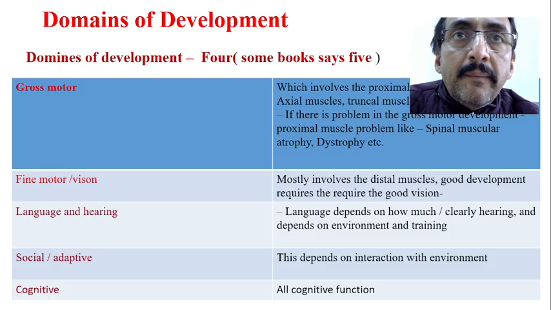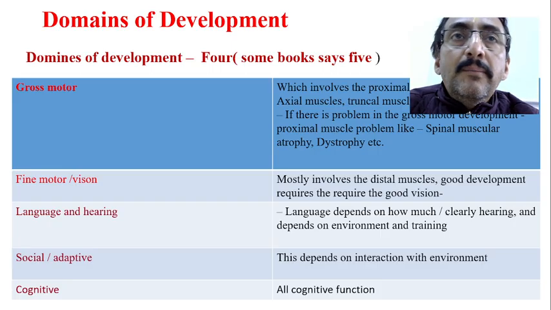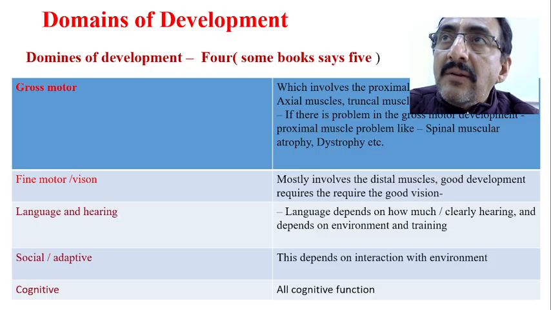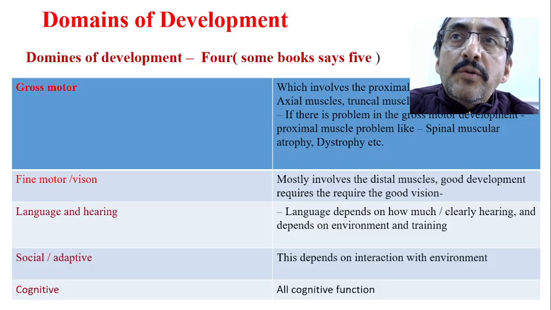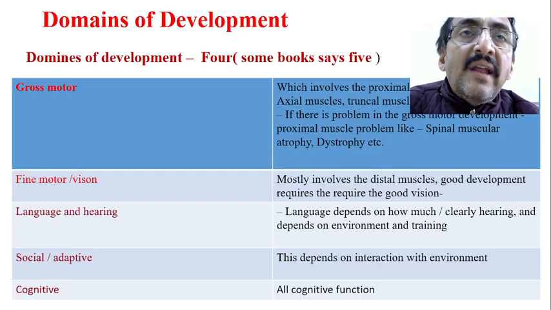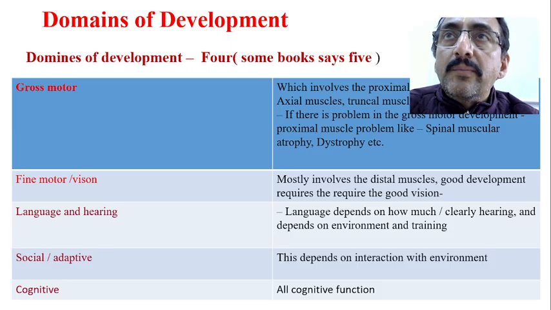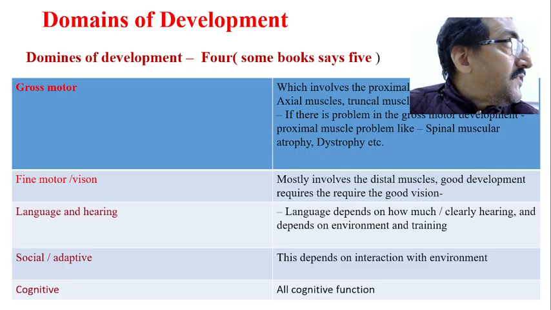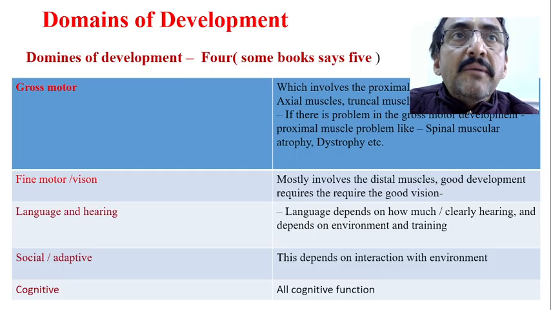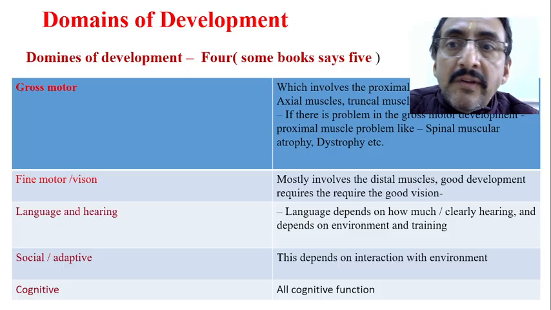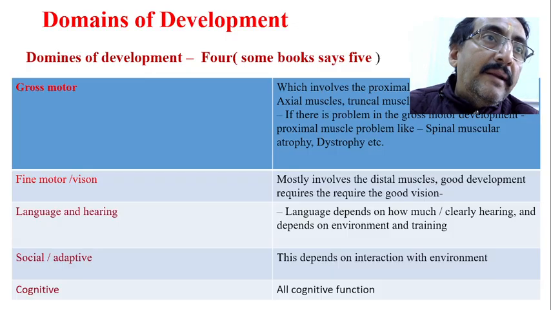If there is any problem in this particular domain, you will have a lot of problems related to movement, because proximal muscles are very important for bodily movement and locomotion. So if there is any problem in the gross motor domain, most probably the movement or walking of the child is affected, and skeletal muscle activities will be affected. Most commonly we will see this in spinal muscular atrophies, dystrophy-like conditions, or sometimes even in spastic cerebral palsy, where the proximal group of muscles are affected more. So this comes under the gross motor domain.